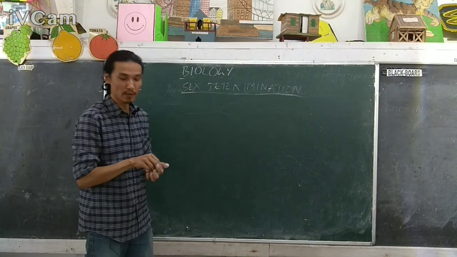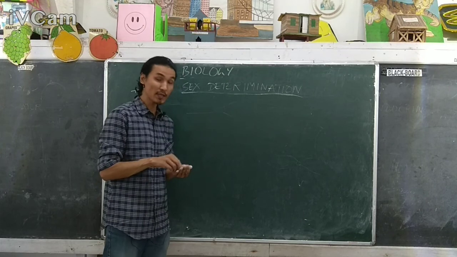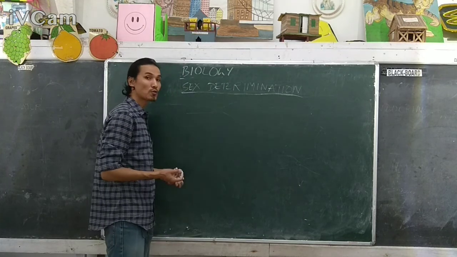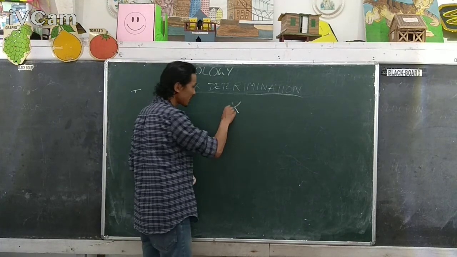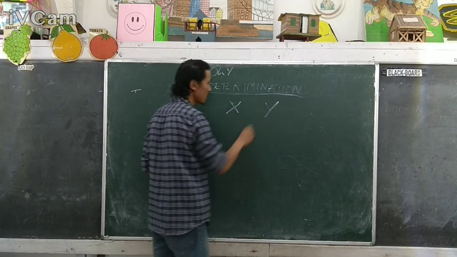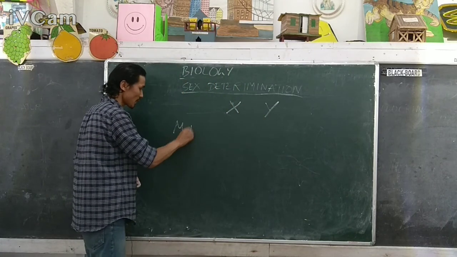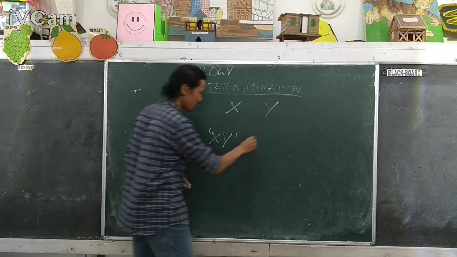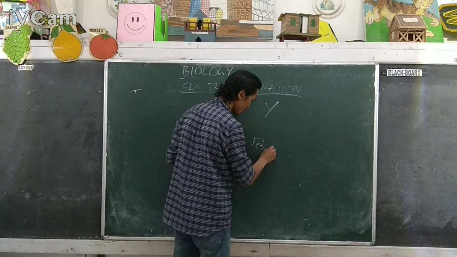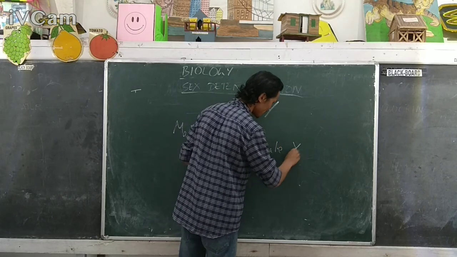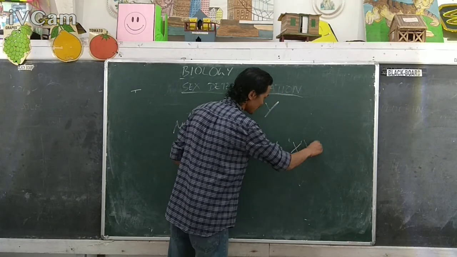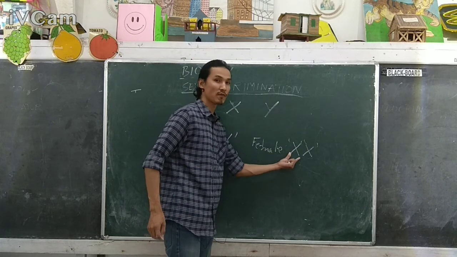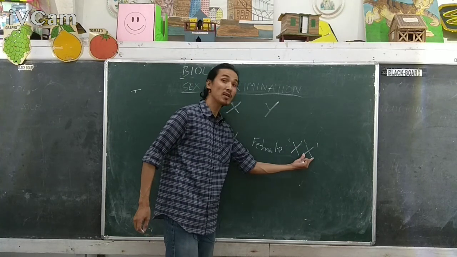The sex of an individual is determined by sex chromosomes. In humans, there are two types of sex chromosomes, X and Y. For a male, the chromosome combination is XY. For a female, the chromosomal combination is XX. That means you're getting one X chromosome from the father and the other X chromosome from the mother.